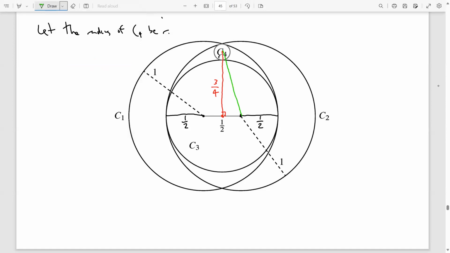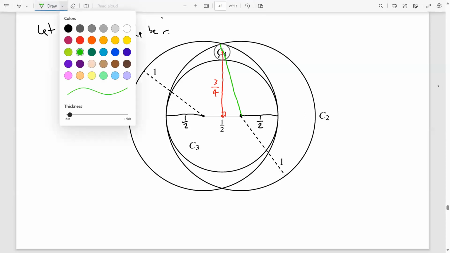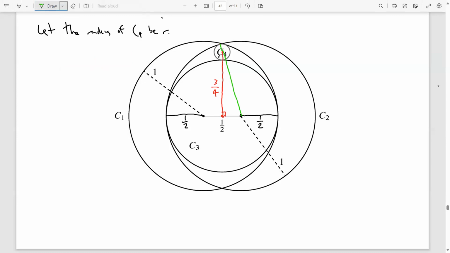To find the length of this green segment, we can extend it to the boundary of C2. The reason we're doing this is because C4 is tangent to C2 internally. We can then say that the distance from the center of C4 to the boundary of C2 will also be r. Therefore, the distance from the center of C2 to the center of C4 must be 1 minus r.